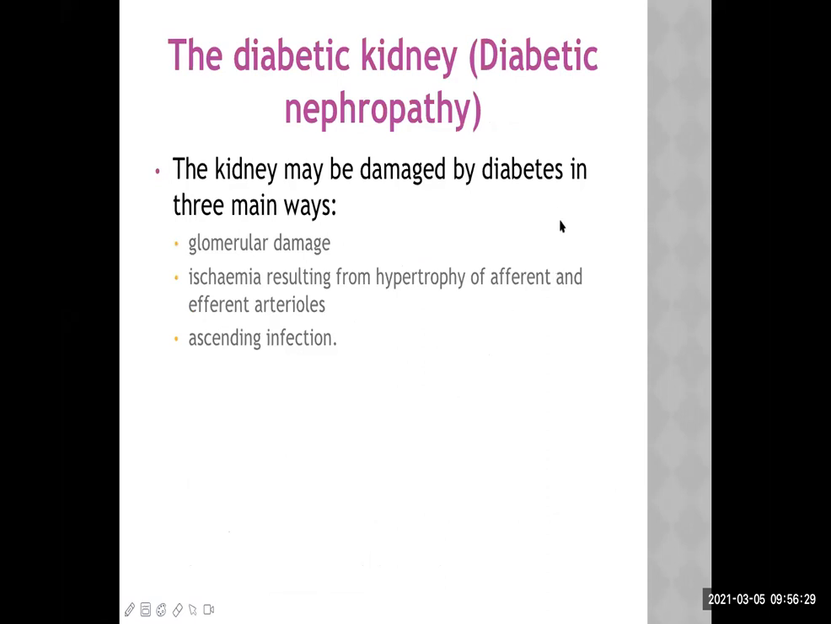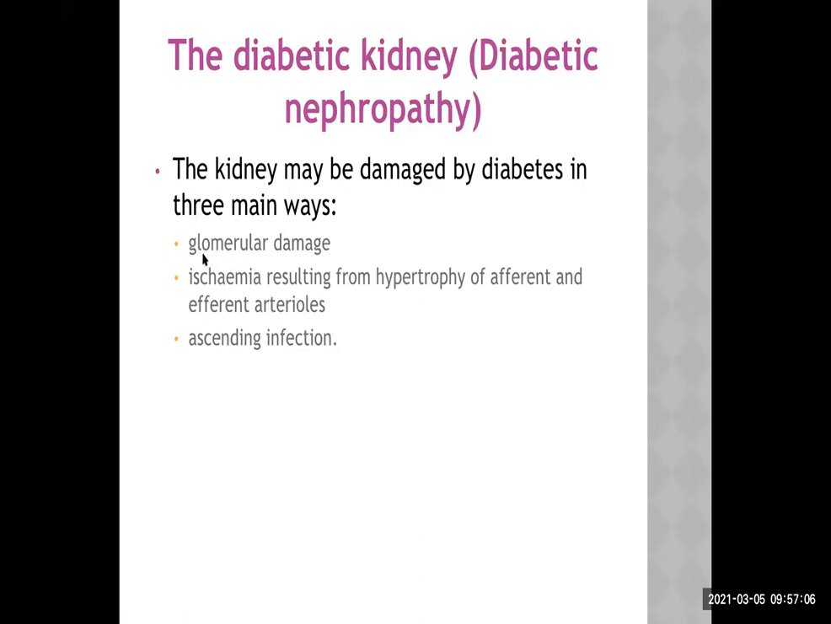After talking about diabetic retinopathy, let's enter into the diabetic kidney or diabetic nephropathy. Another very important microvascular complication in a long-term diabetic patient. The first thing, how kidneys are damaged in case of diabetic disease. The kidney may be damaged by diabetes in three main ways. These are glomerular damage, ischemia resulting from hypertrophy of afferent and efferent arterioles, and ascending infection.